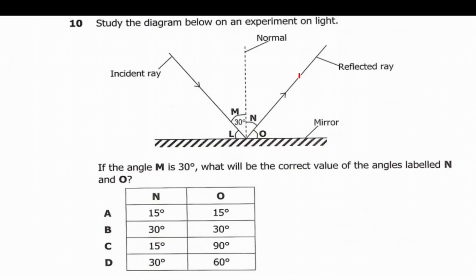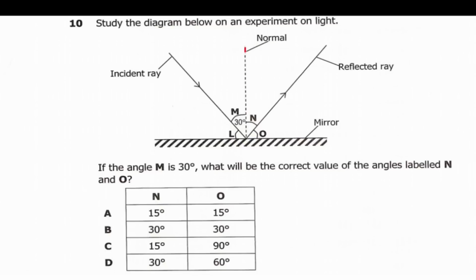We expect also the reflected angle to be also 30 here. Then they are saying, if the angle M is 30 degrees, what will be the correct value of the angles labeled N and O? So this one will be 30.